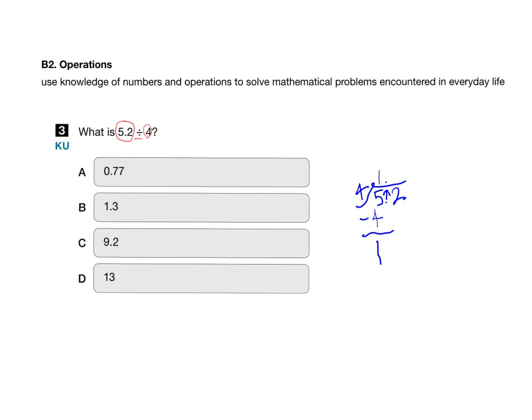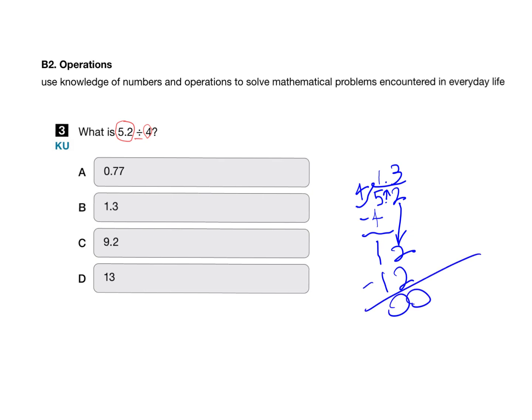Okay. Then you bring up the decimal. Yep. And then bring down the 2. Good. And now what are you doing? You're trying to see how many times 4 fits into 12. Good. How many times does 4 go into 12? 3. Good. And 4 times 3 is 12? Yep. So how many left over? There is 0. So no remainder.